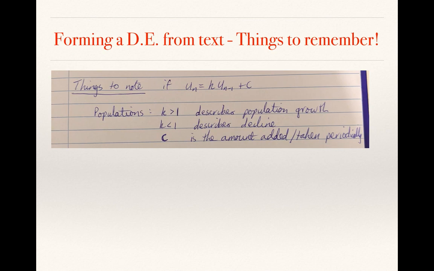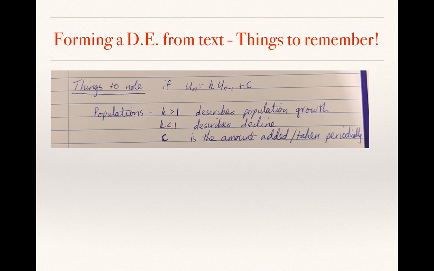So I have a difference equation there. U of n is equal to k times u of n minus 1 plus c. That says that the value of the population, in this case, is a multiple of the previous term's population plus or minus a common value. So the k value, first of all, if the k value is greater than 1, then population growth is going to be occurring. In other words, the births are exceeding the number of deaths in the particular period. If k is less than 1, that's going to describe a decline in population.